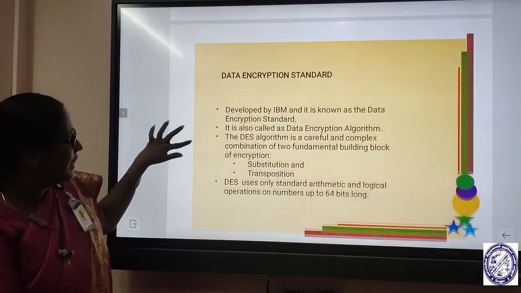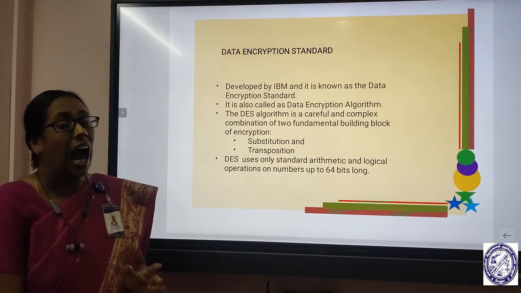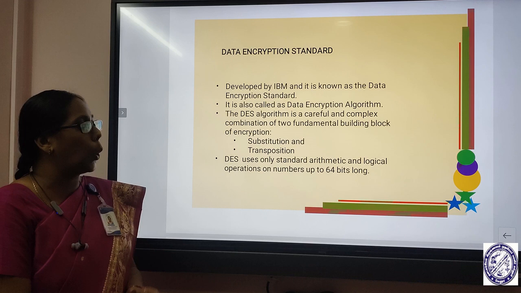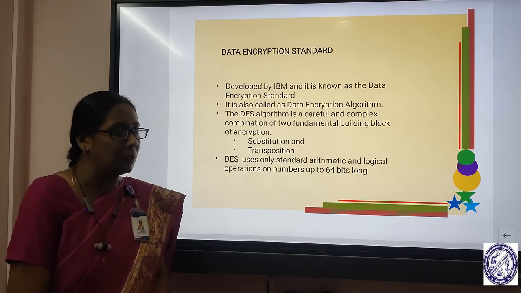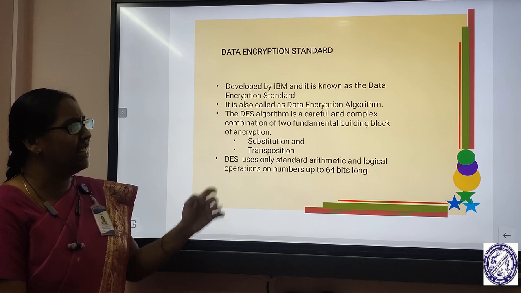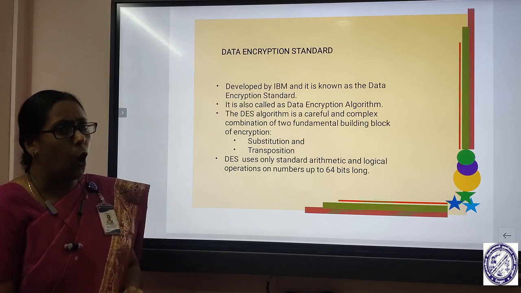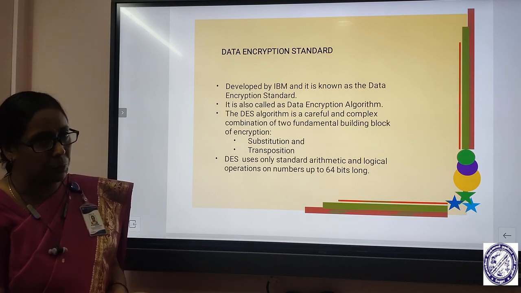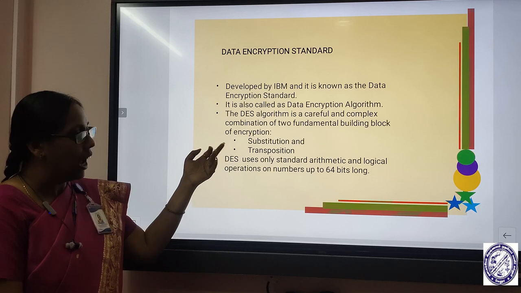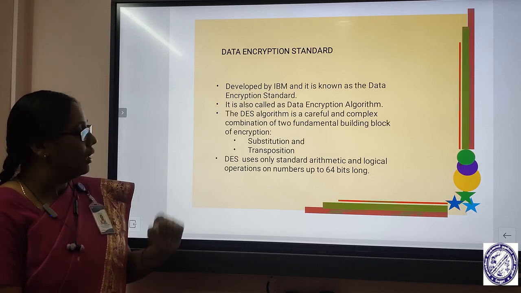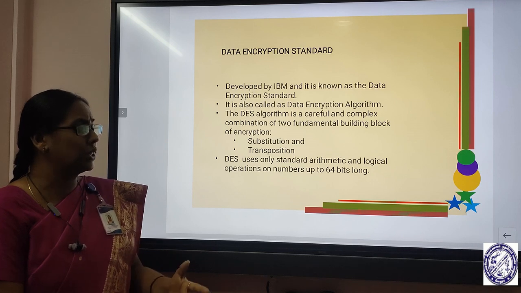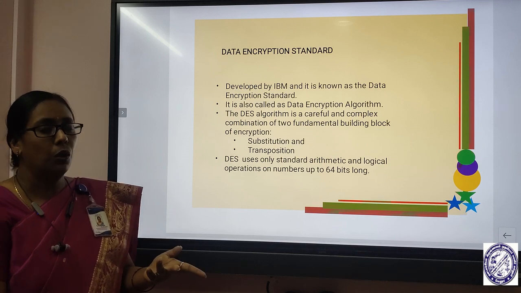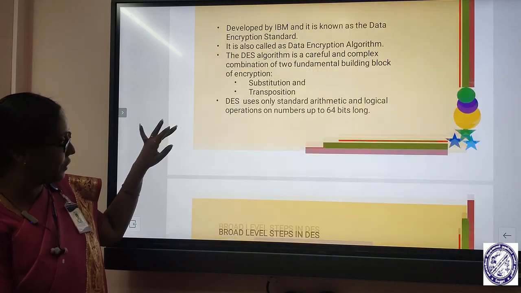Then DES is developed by IBM, which is known as data encryption standard. It is also called data encryption algorithm. DES is a careful and complex combination of two fundamental building blocks of encryption. One is the substitution technique and another one is the transposition technique. DES only uses standard arithmetic and logic operations on numbers up to 64 bits long.